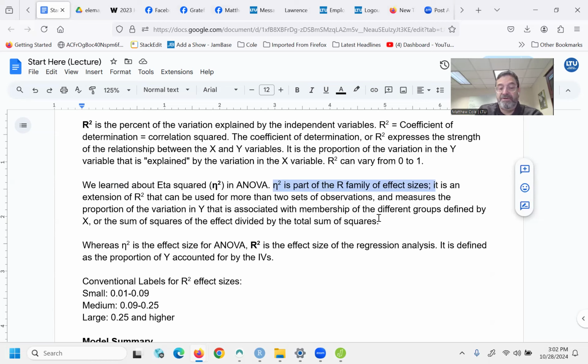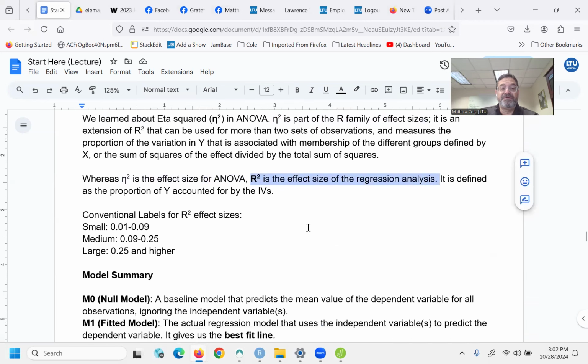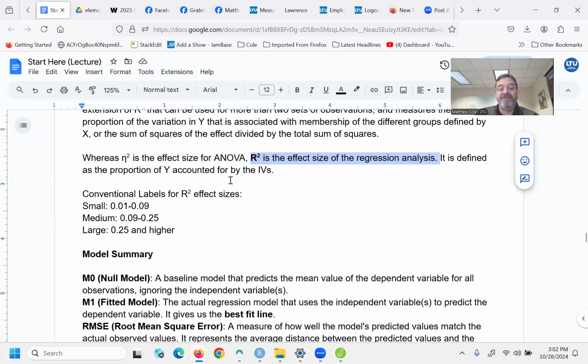We don't have to do that in linear regression. We can leave it as a continuous variable, so we can live with R squared as our effect size estimate. So whereas eta squared is the effect size for ANOVA, R squared is the effect size of the regression analysis. It is defined as the proportion of Y accounted for by the independent variables. It's a little bit lower than what we just looked at for correlation, but it's what we learned about before when we did eta squared. So if R squared is less than 0.1, it's a small effect size. If it's between 0.1 and 0.25, it's a medium effect size. If it's larger than 0.25, we have a large effect size.